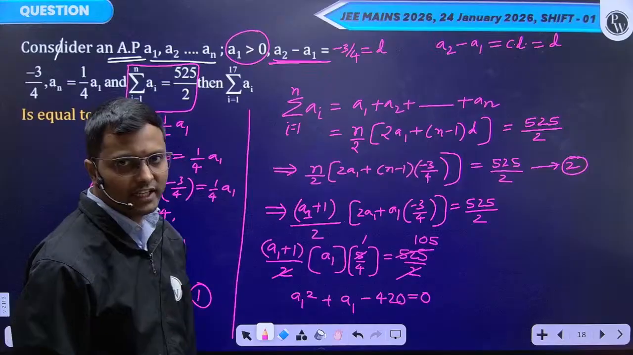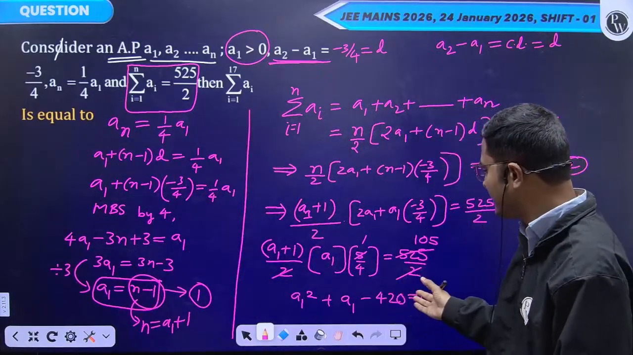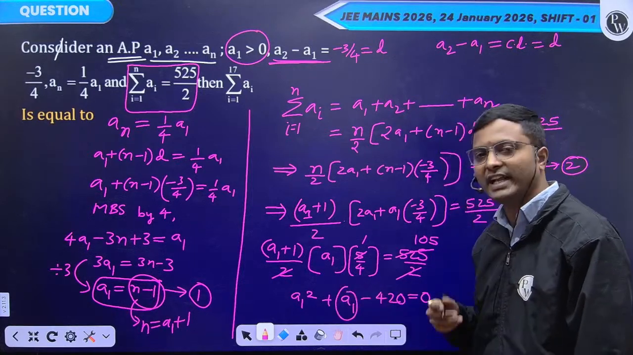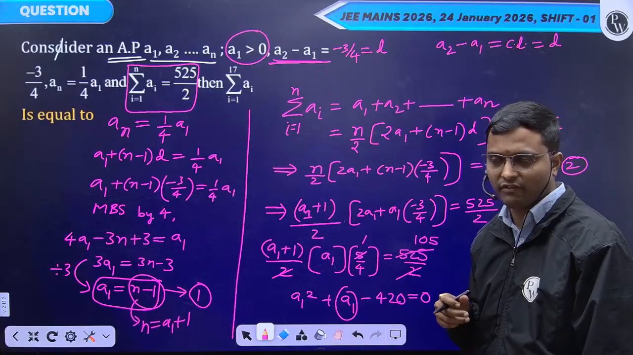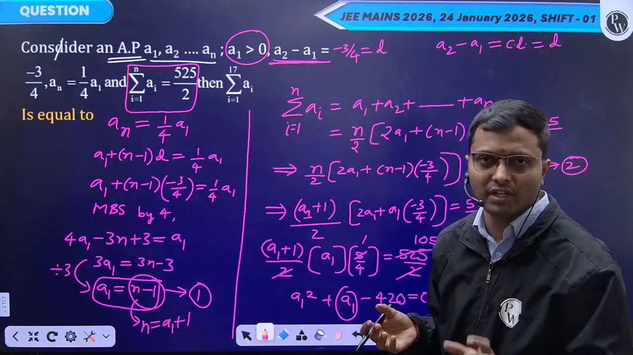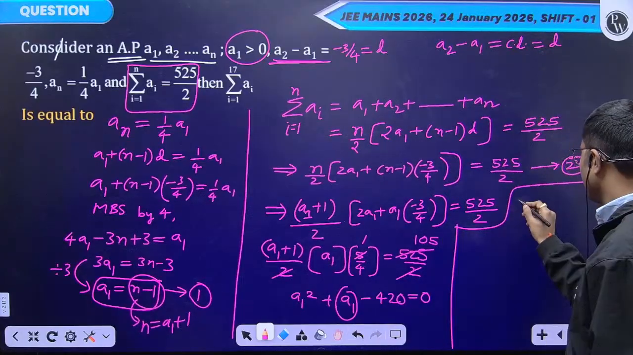Okay, this is our quadratic equation. 420 is a very simple, important number. We can factorize it as 21 and 20, and we have the difference also, A1. So directly we can use the factorization. If it is a difficult number, then we need to go for the quadratic formula, but it's a very simple number. Okay, so let us factorize it.